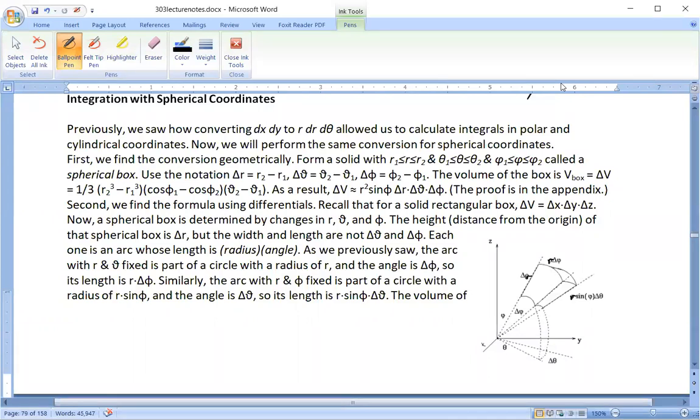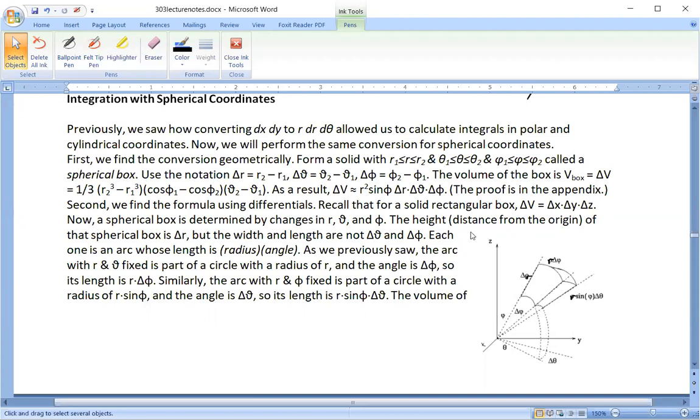So in the picture, we can see that there is an R1 and an R2, and then we take the space between those. Then we've got a theta1 and a theta2, and the little space between those is a delta theta. And then measuring phi off the z-axis, you've got a phi1 and a phi2, and the space between that will be a delta phi.